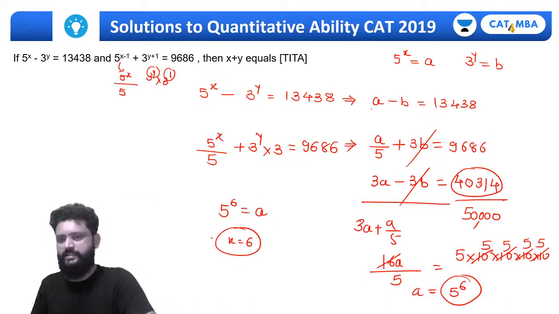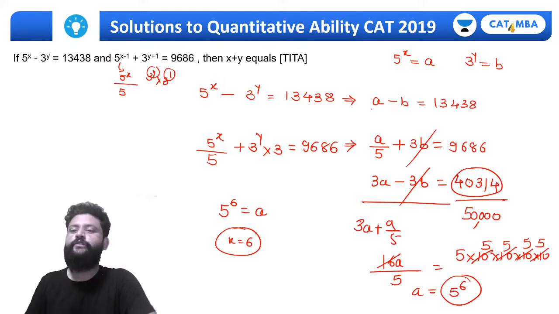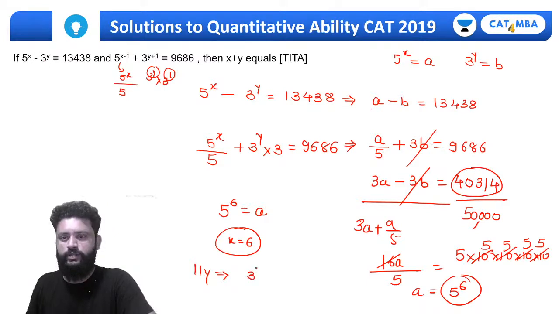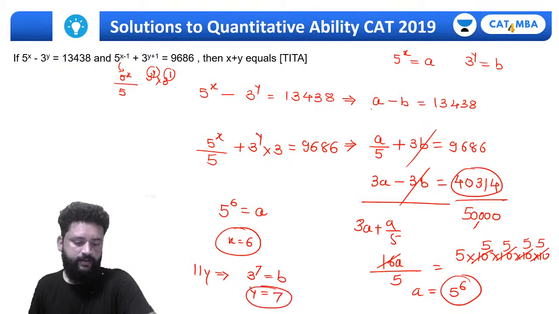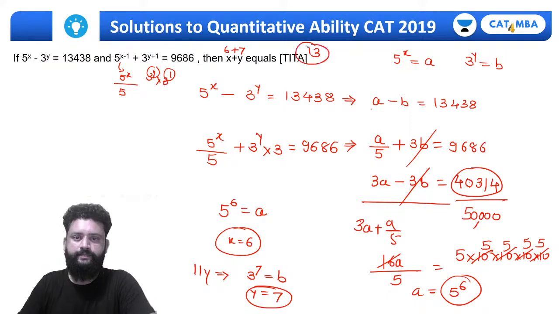द सेम वे जैसे मैंने ये कैलकुलेशन किया वैसे ही तुम्हें b का सिमिलरली मैं यहाँ पे लिख देता हूँ. आई एम नॉट गोइंग टू सॉल्व इट फॉर यू, सो यू नीड टू डू इट दैट वे. b का वैल्यू तुम्हें मिलेगा 3 to the power 7 is b, so हमें y का वैल्यू मिल गया 7 and that simply comes, it is x plus y, 6 plus 7, that is 13.